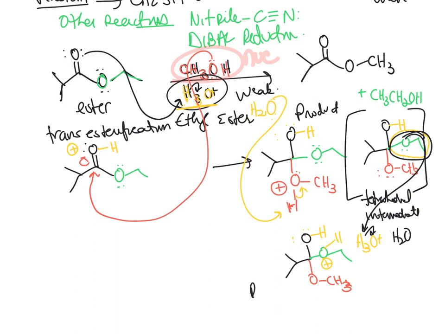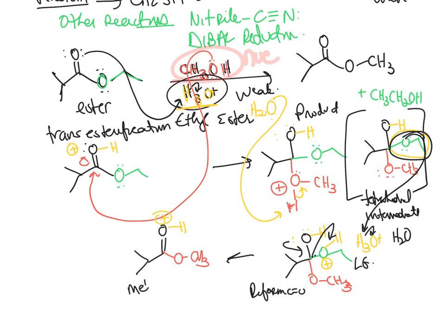And then you're going to reform your carbonyl. So these lone pairs on the oxygen are going to come down to reform the carbonyl, and this is going to be your leaving group. And when you do that, you have formed your ethyl. Well, this will be your methyl ester.